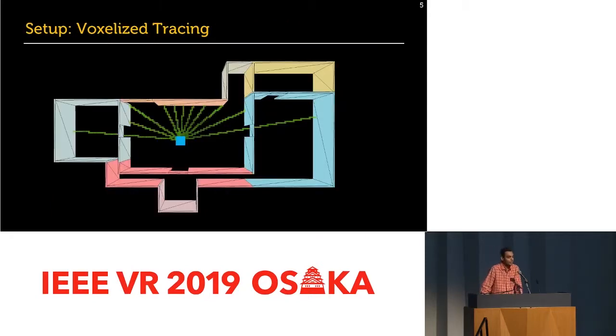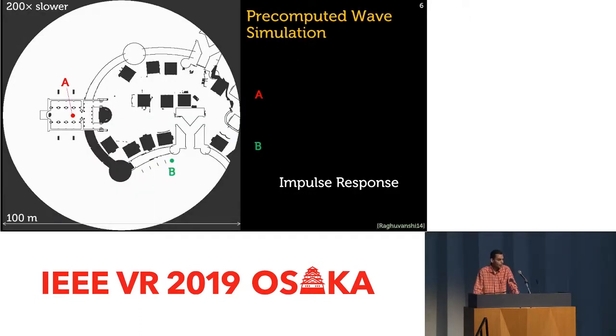We use a scene voxelization to compute the geometric intersection and scattering required for our adaptive sampling approach. We use the same setup for simulating wave acoustics, but other implementations are also possible. We precompute numerical wave simulations.